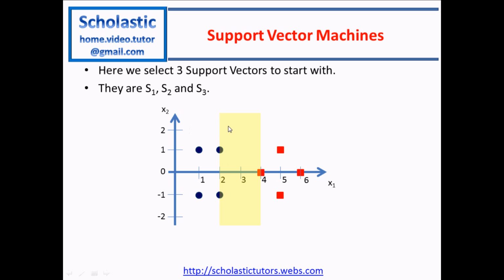So we select S1 as one of our support vectors, and S2 as the other one, both from the blue class, and the third one from the red class. We utilize these 3 support vectors and try to come up with an optimum boundary to classify these two classes. Our first support vector S1 has coordinates 2, 1: feature x1 is 2, feature x2 is 1.